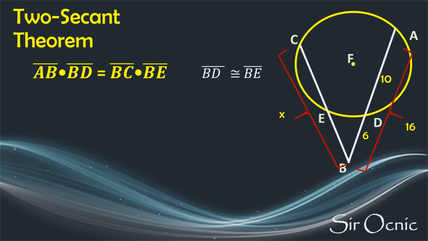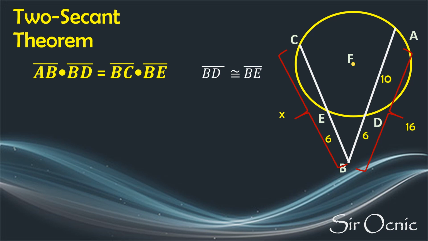It is also stated that segment BD is congruent to segment BE. Therefore, if segment BD is equal to 6 units, we may conclude that segment BE is also 6 units. Using the two-secant theorem, let us form the equation. We will then have segment AB times segment BD is equal to segment BC times segment BE.